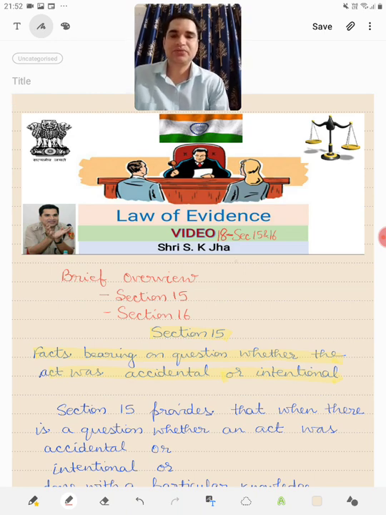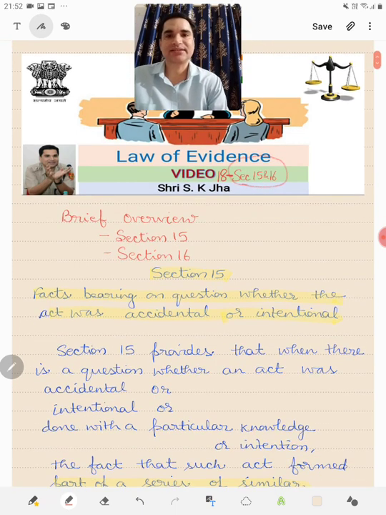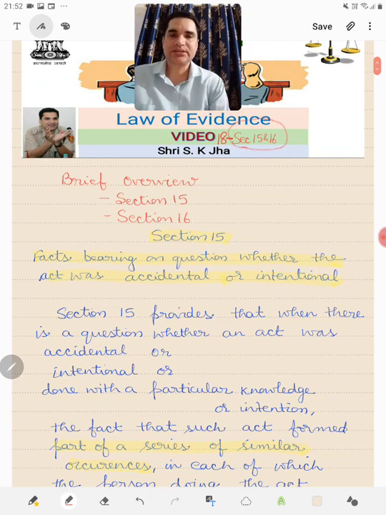In this session, we will be discussing Section 15 and 16 of the Indian Evidence Act. These are small sections and are usually asked in preliminary examination. So, as a brief overview, here we will discuss Section 15 and Section 16.